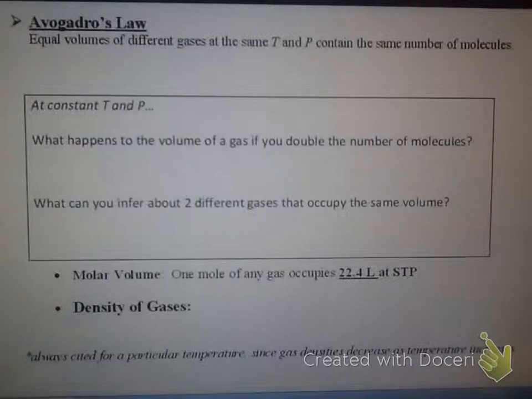Okay, we're going to continue with the gas laws. This is the fourth video for chapter 12. And we're going to start with Avogadro's law.